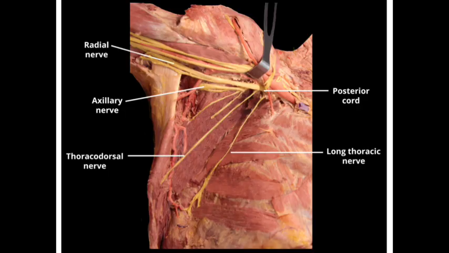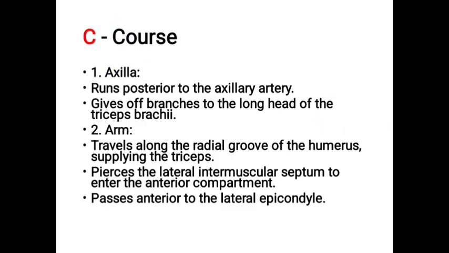Now, this is a structure showing the posterior cord and the radial nerve originating from the posterior cord of the brachial plexus. The course of the radial nerve is as follows. In the axilla, it runs posterior to the axillary artery. You take note of this because the radial nerve is a branch of the posterior cord. That can help you remember that the radial nerve in the axilla is posterior to the axillary artery, and it gives branches to the long head of the triceps brachii.